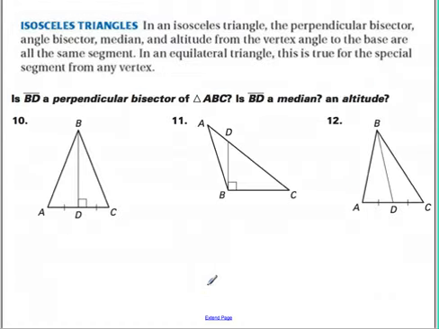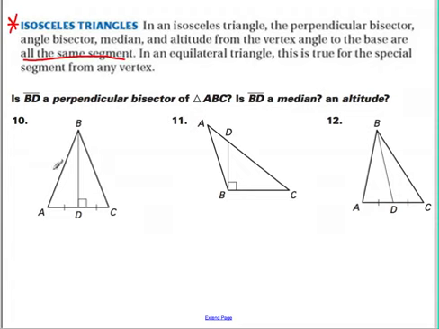Okay, isosceles triangles. Whoa, this is a crazy idea right here. In an isosceles triangle, the perpendicular bisector, the angle bisector, the median, and the altitude from the vertex angle to the base are all the same segment. What are you talking about?